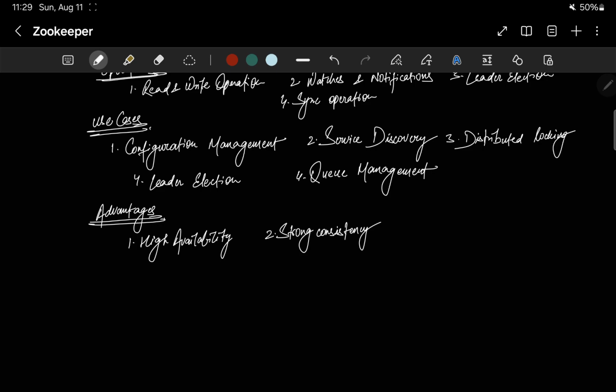ZooKeeper ensures strong consistency across the ensemble, meaning all nodes agree on the system state. When updating shared configurations, ZooKeeper ensures that all nodes in a distributed system see the same configuration data, avoiding configuration drift. Next is scalability.